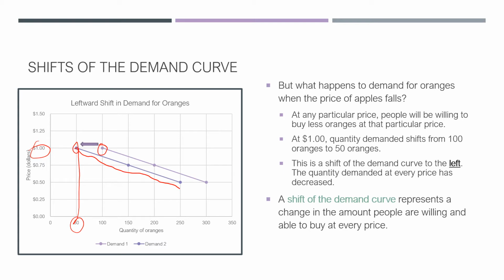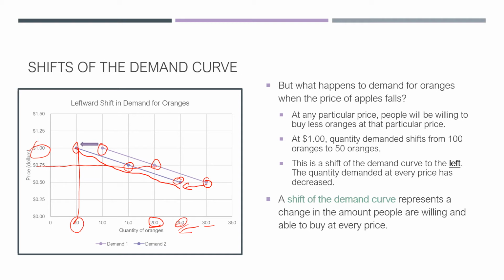The quantity of oranges people are willing to buy decreases at other prices too, right? So notice here at 75 cents on our old demand curve, there was a quantity demanded of 200 oranges, but now on our new one, it is only 150. The same thing here: we have decreased at 50 cents, from 300 to 250.